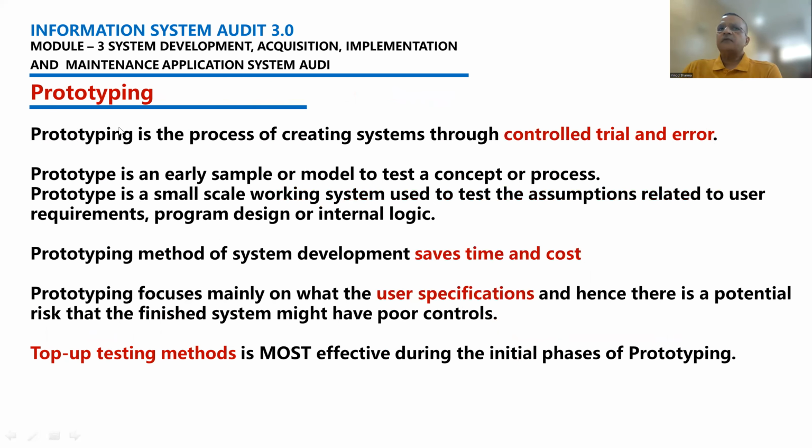Prototyping, all of you must be very familiar with. Prototyping is a process of creating a system through controlled trial and error. Say, for instance, I have an idea, I have a concept, and I want to develop that concept. So I want to show that concept. How do I show that? I develop a working model for it. That working model itself is a prototype. It is an early sample or a model to test a concept or a process, as I said earlier. It is a small-scale working system used to test the assumptions related to the requirements, program design, or internal logic.